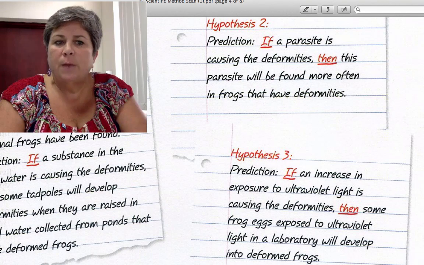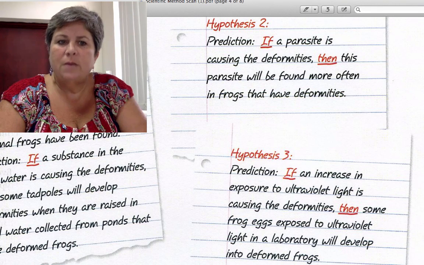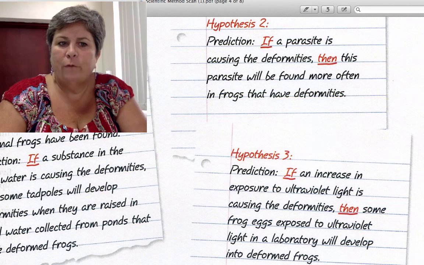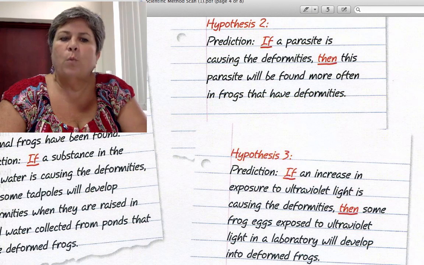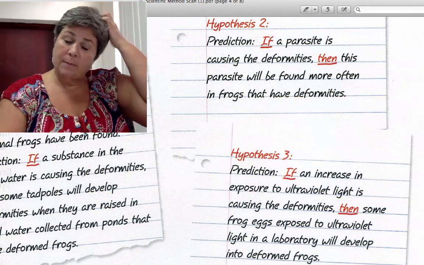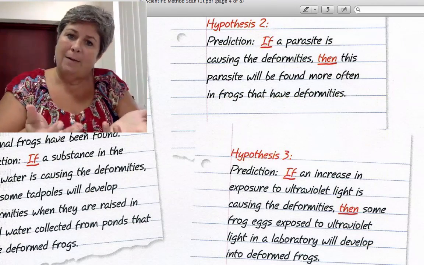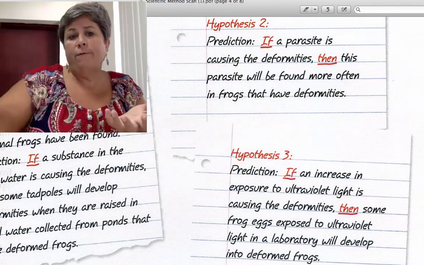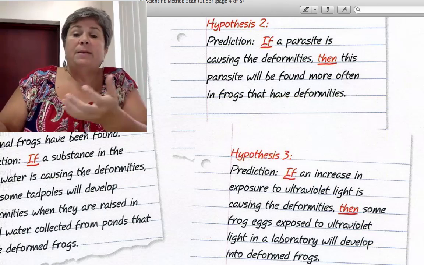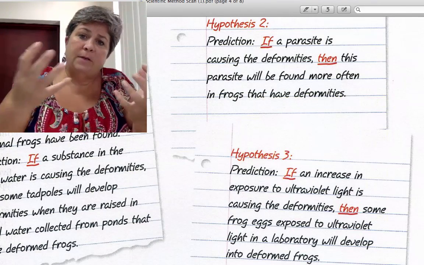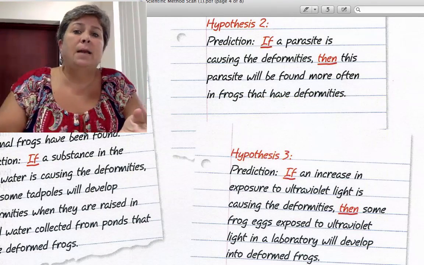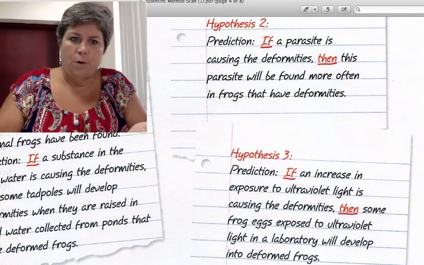If a substance in the pond water is causing the deformities, then the water from ponds that have deformed frogs will be different from the water from ponds in which no abnormal frogs have been found. So they're basically saying if there's some chemical in the water that's causing the deformities, then if they compare that pond water to water from other ponds, it's going to be different. They're going to find some different chemical that's in it that's not in a pond where there are normal frogs.